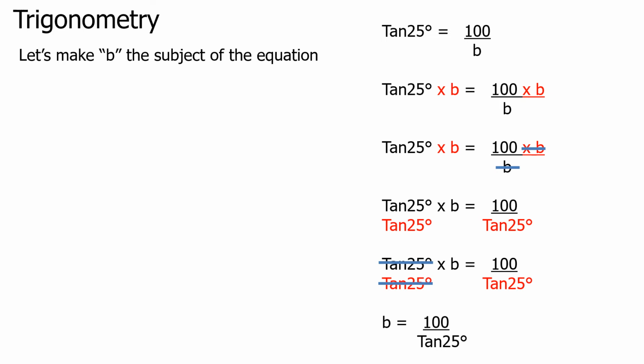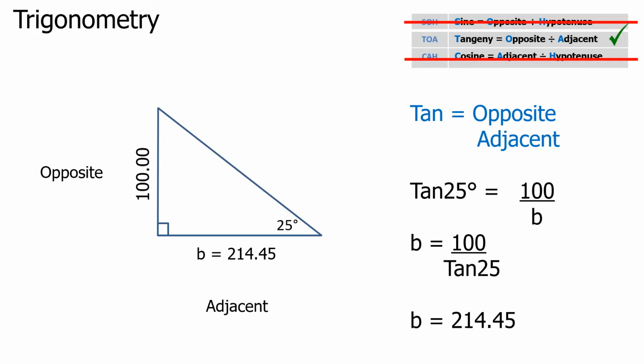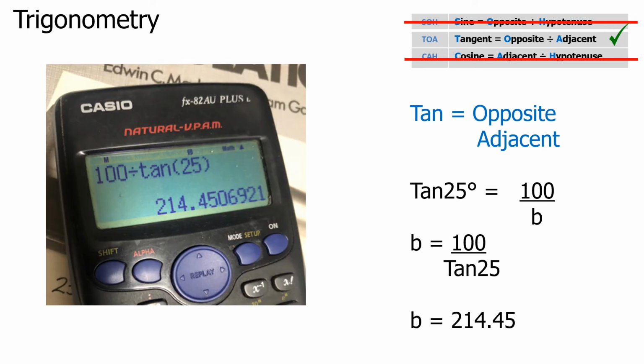Now B is the subject of my equation, and B equals 100 divided by tan 25 degrees. And B equals 214.45 units, in our case millimeters. We could have used cos because we'd worked out the hypotenuse in the previous step.